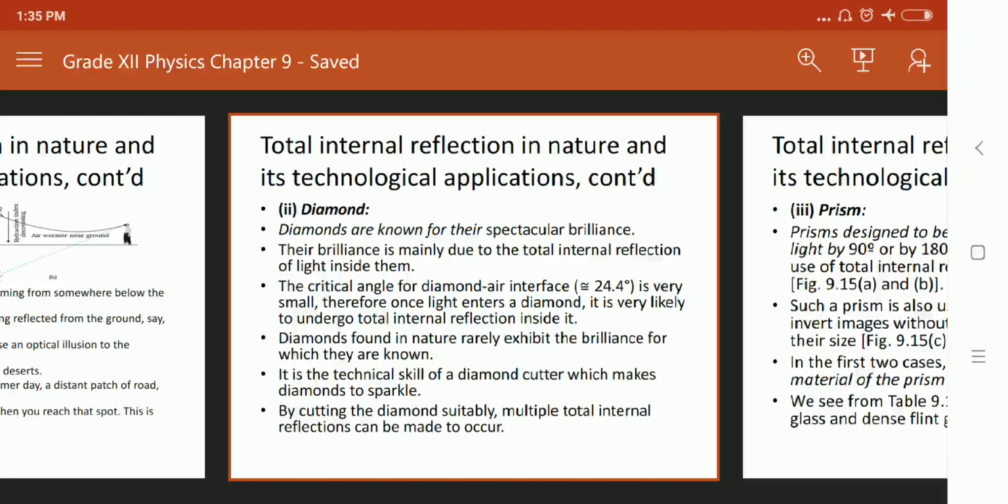It will shine more. That is based on the technical skill of the diamond cutter, that in a brilliant manner the diamond is cut to get different shapes. So with the small critical angle, total internal reflection is possible, and we can observe the shinier diamond based on the light falling over it. This is based on the total internal reflection technique.